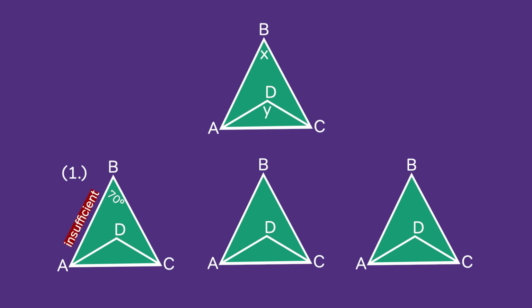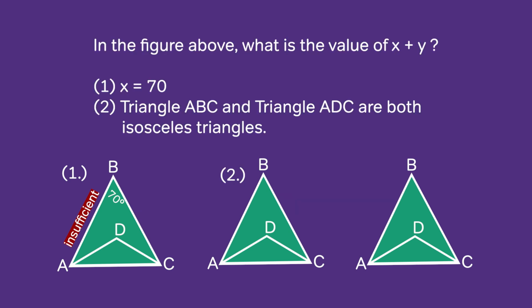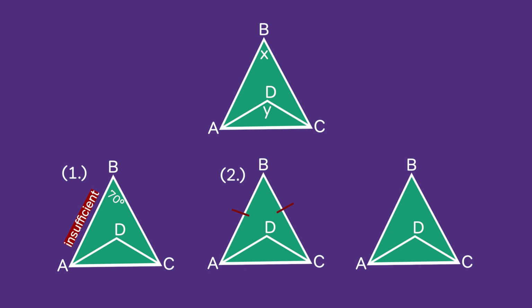Now forget statement number 1, move on to statement number 2. Statement number 2 by itself tells us that both the triangles are isosceles. So ABC is isosceles and ADC is also isosceles. Well, that's interesting because that gives us a bunch of information about the angles here.